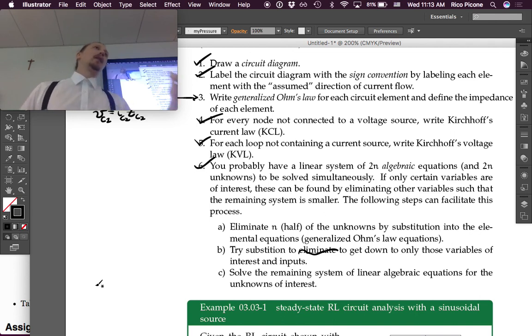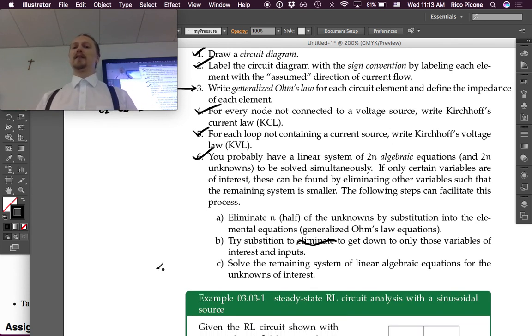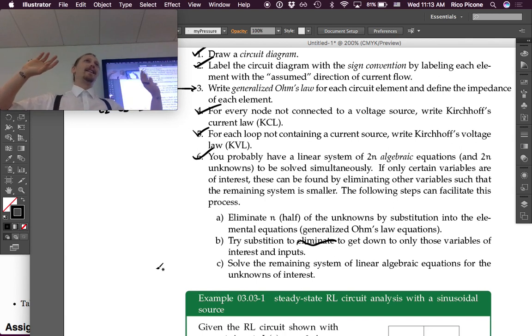So maybe you only care about the voltage across the capacitor, so you want to eliminate everything down to just the voltage across the capacitor and the input voltage. And then the last thing is to just solve the remaining system of linear algebraic equations for the unknowns of interest. So maybe you cared about two, maybe the voltage across the capacitor and the current through an inductor. Then you eliminated all the variables that were not that, and then you have to solve that system for the unknowns. So that's really all there is to it.